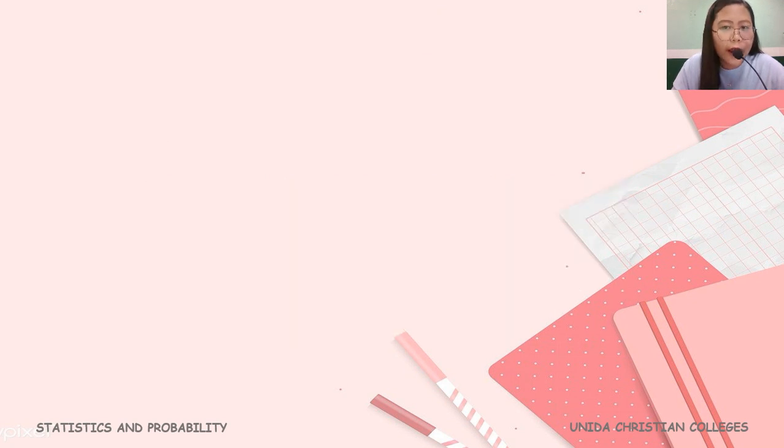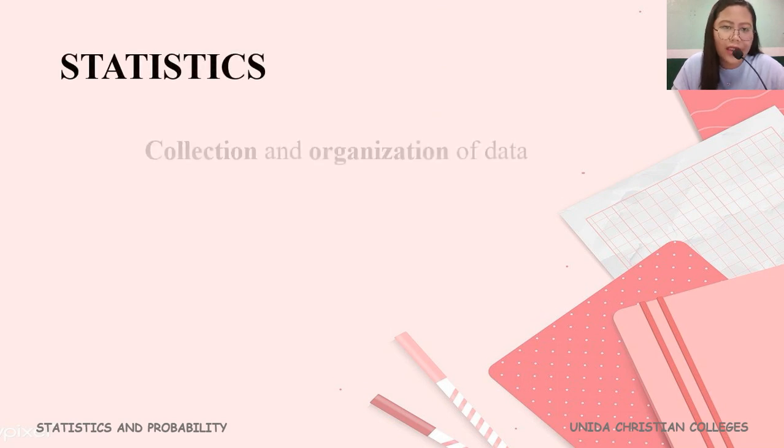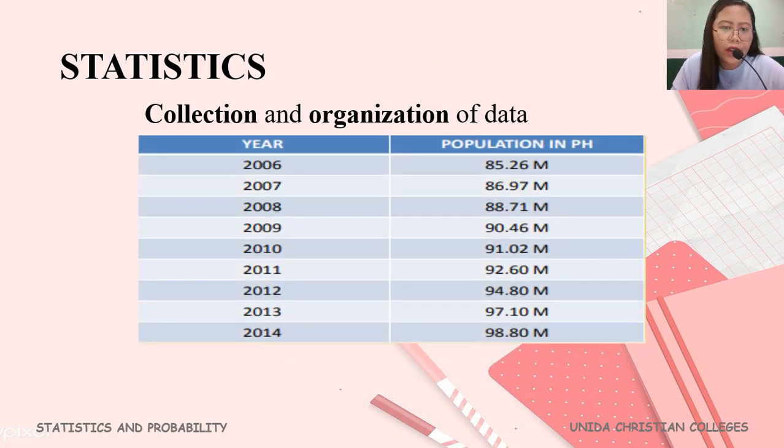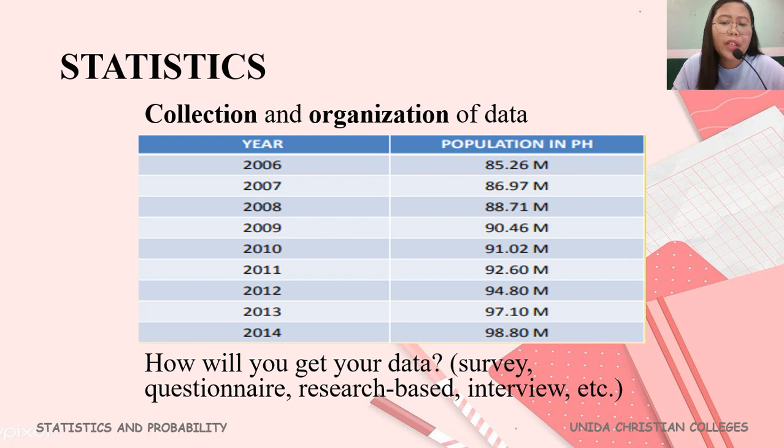First is, of course, you need to collect or gather data. And after you collect the data, you will organize it. So we are done with C and O. Collect and organize. So we have here the year starting from 2006 up to 2014, and on the right side we have the population in the Philippines. And the question will be, how will you get your data? So, paano ba natin makukuha yung data natin? We can use survey, questionnaire, research-based, interview, etc. So, kinolect natin yung data and inorganize natin siya. Kaya nilagay natin siya sa table. Sunod-sunod na from 2006 to 2014.